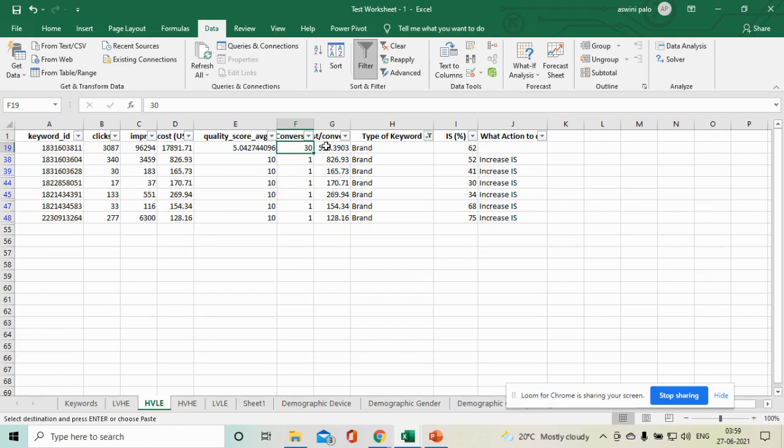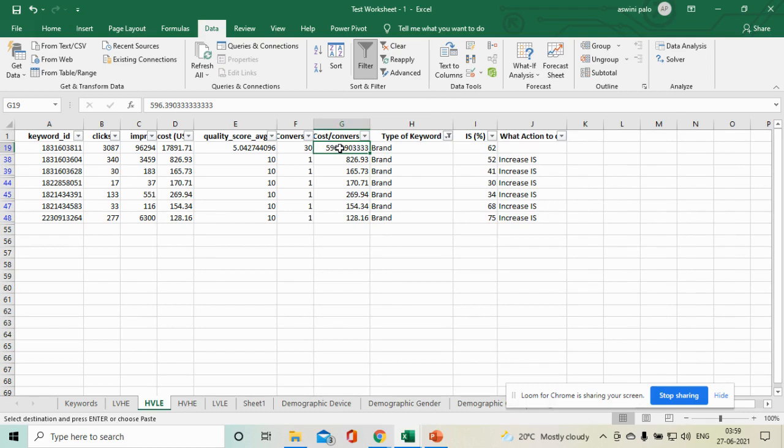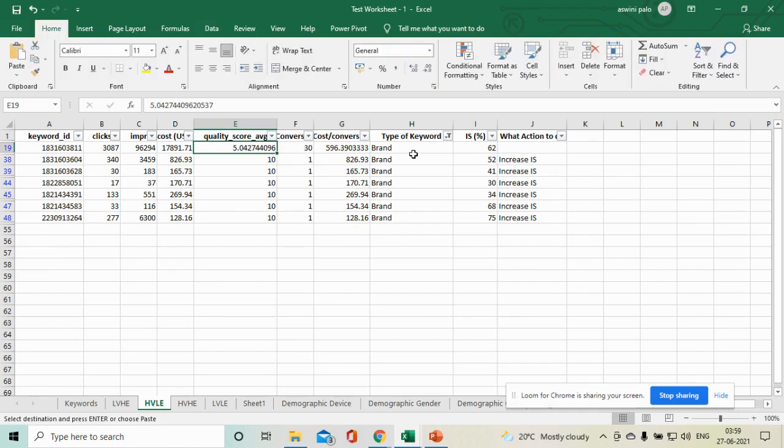However, you can see the cost per conversion is around $600, and it is a brand keyword having good impression share. If your quality score is 5 and it is a brand keyword, then what you should be doing is increasing this quality score. The moment you increase this quality score, automatically your cost of conversion will go down.